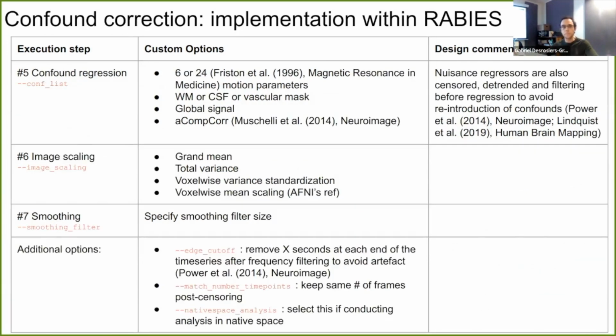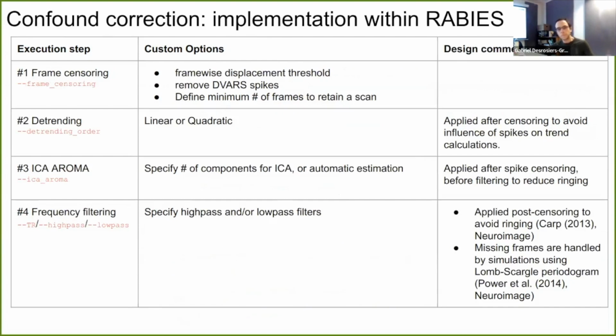Thank you. Yeah, I have a question. So you mentioned that it's really important that you do these in this order, but also in the previous slide, it seemed that some of them were more of options, such as ICA-AROMA. So first, would there be a reason why you might want to skip step 3? And if so, can you still do step 4?